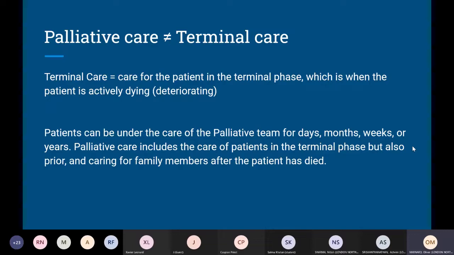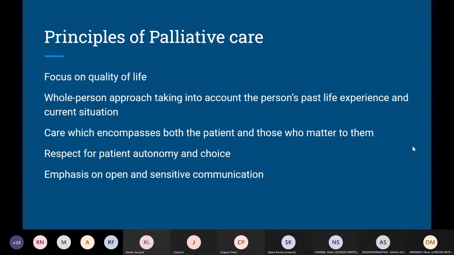So palliative care includes terminal care when they're actively dying or deteriorating, but it's also a branch of medicine where they're treated way before that, and also treating family members after the patient has passed away. So the main principles are focusing on quality of life, like I spoke about previously, that whole person holistic approach.